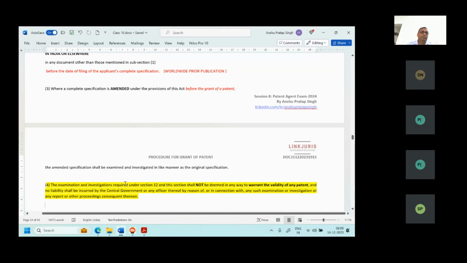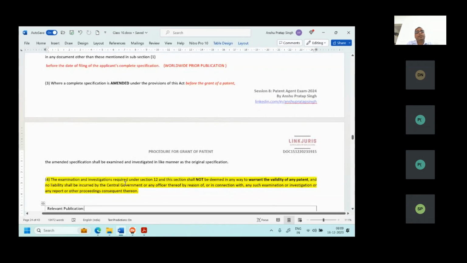Now comes the fourth part. The fourth part says only one thing: all this requirement I have done under section 12, and I am doing an examination and investigation, everything. That does not mean that if your patent gets invalidated later, you will come and catch hold of me. Simple. All this exercise, examination, investigation, does not warrant that you have a valid patent. Your patent can be invalidated later on. Okay.